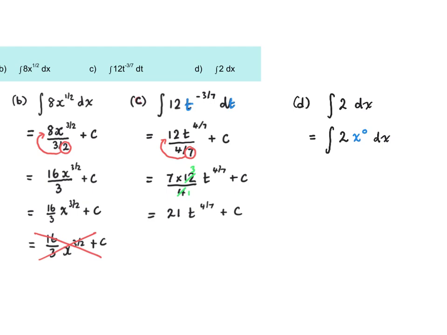The reason we did that was to get an x into it, which means we can apply our rule for integrating, which is to take the function 2x to the power of 0, add 1 to the power, so 0 plus 1 is 1, divide by the new power, and add c. So the answer is just 2x.